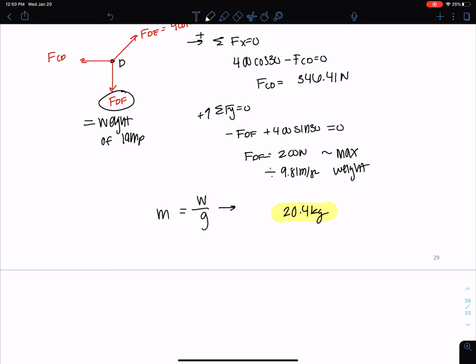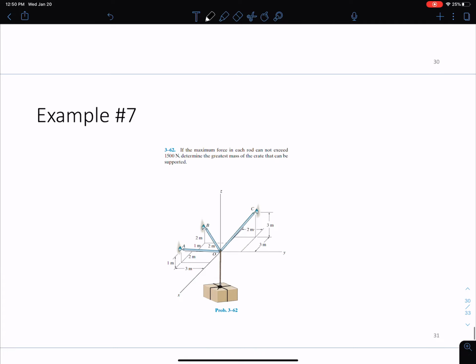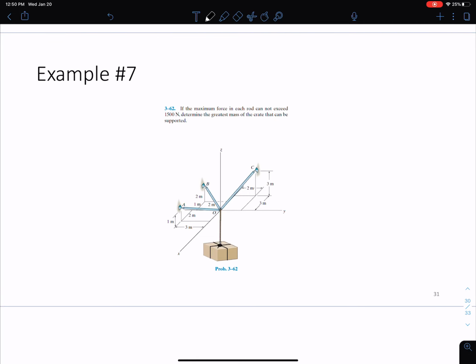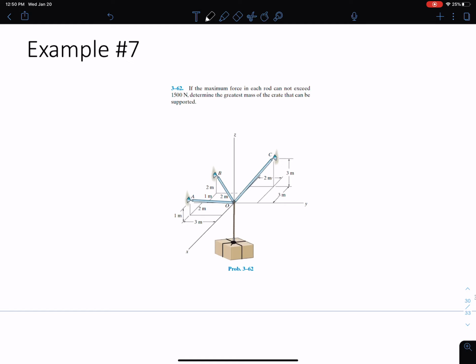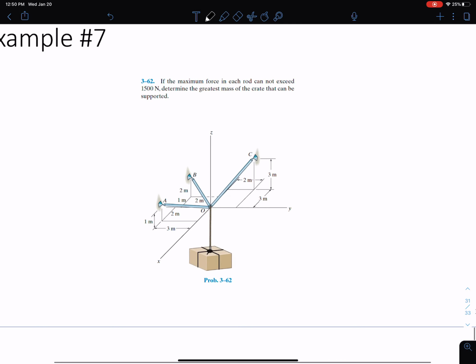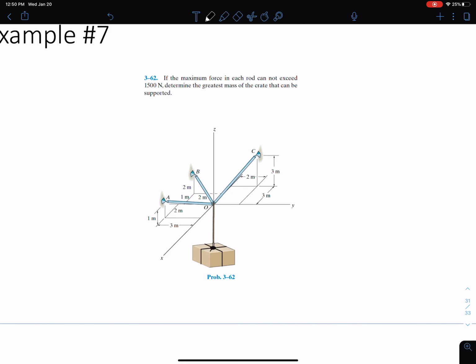Okay, all right, so next extra problem we have here, example 7. This is the last problem we'll do. So we did one 2D problem, one extra 3D problem here. Now we want to look at the system, and they're telling us that the max force in each rod can't exceed 1,500 newtons, so we want to know the greatest mass of the crate.